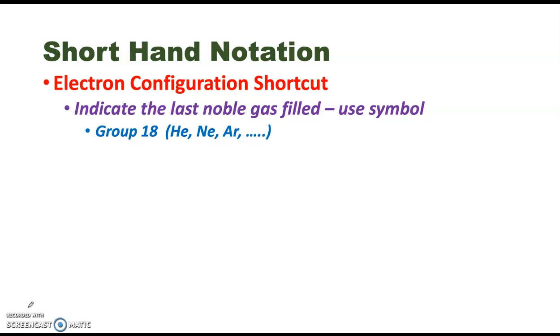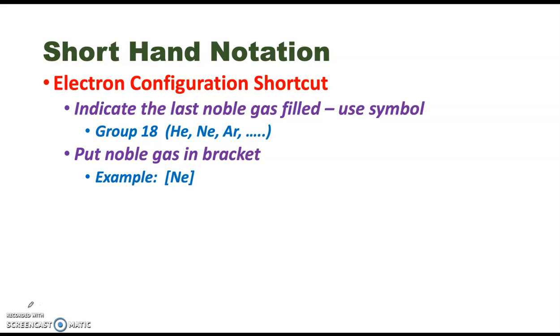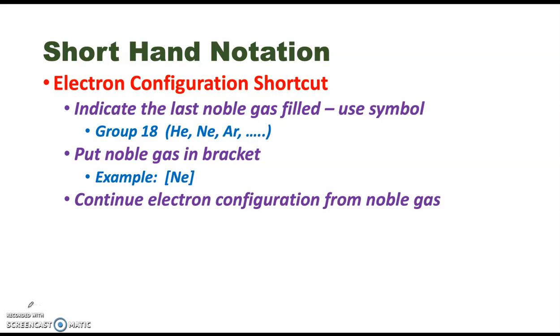So if you're tired of writing 1s2, 2s2, 2p6 over and over again, you get to cut that out, and what you're going to end up doing is cutting out those core electrons by using the noble gas in a bracket, and that will represent the core electrons. I'll show you what I mean in a second. Just get these notes down for now. So you take the noble gas, you put it in a bracket, and then you continue your electron configuration from there. Now, which noble gas do you use?